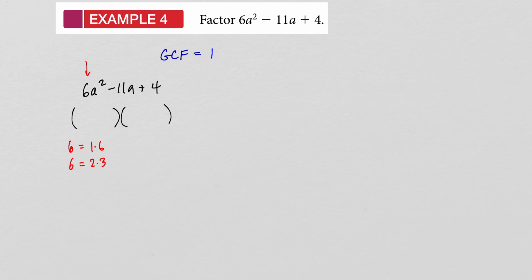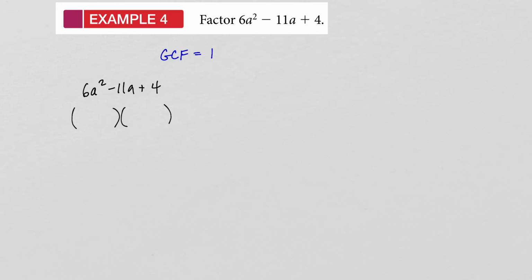Well, we really don't until we start considering the other number at the other end, which is 4, which is 4 times 1, or 2 times 2. And the numbers that we select here have to work in conjunction with the numbers that we select here to make the negative 11a in the middle. So one way to do this is to just try things.